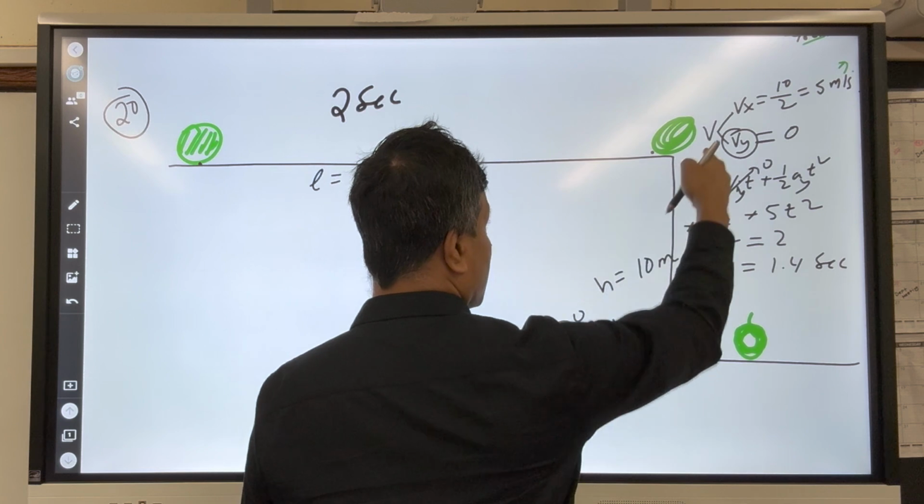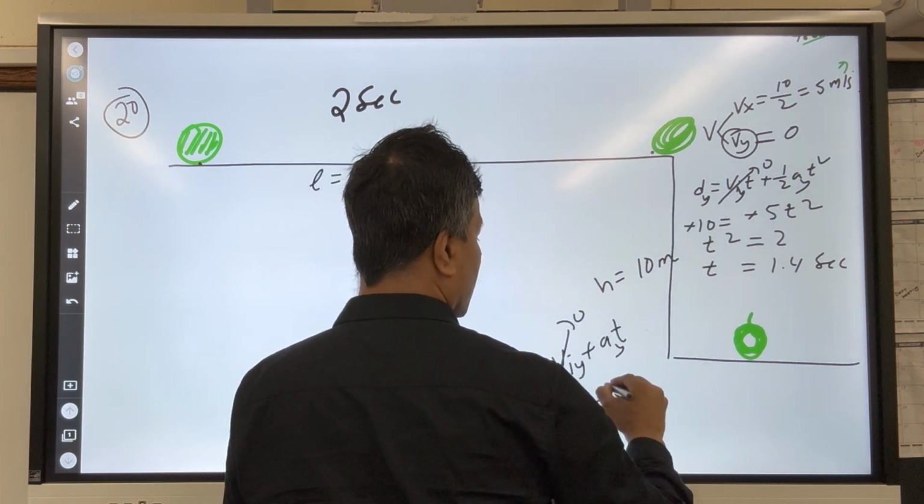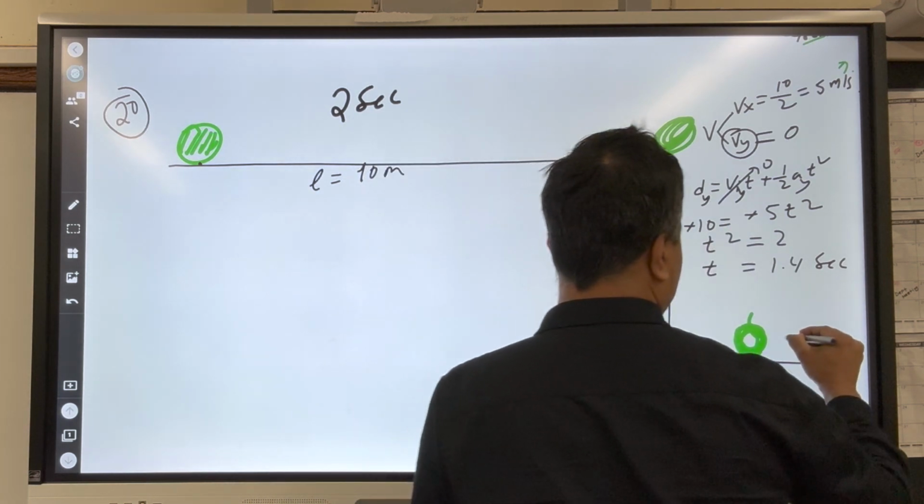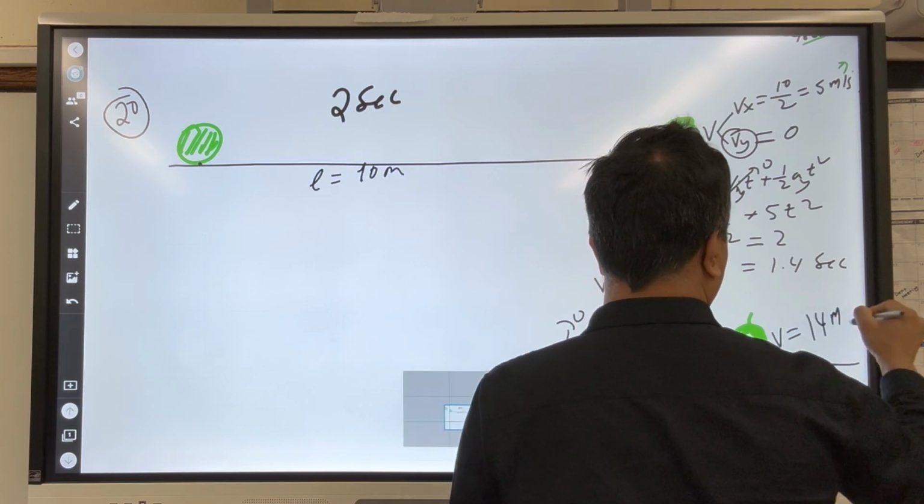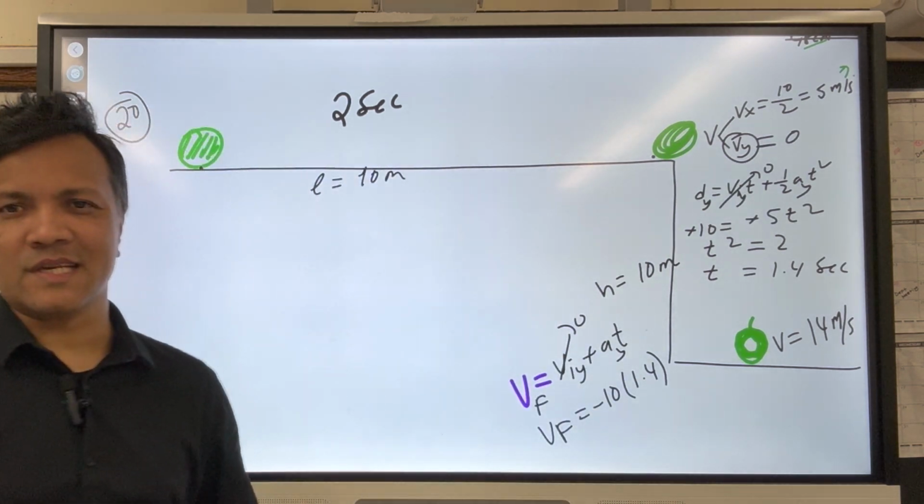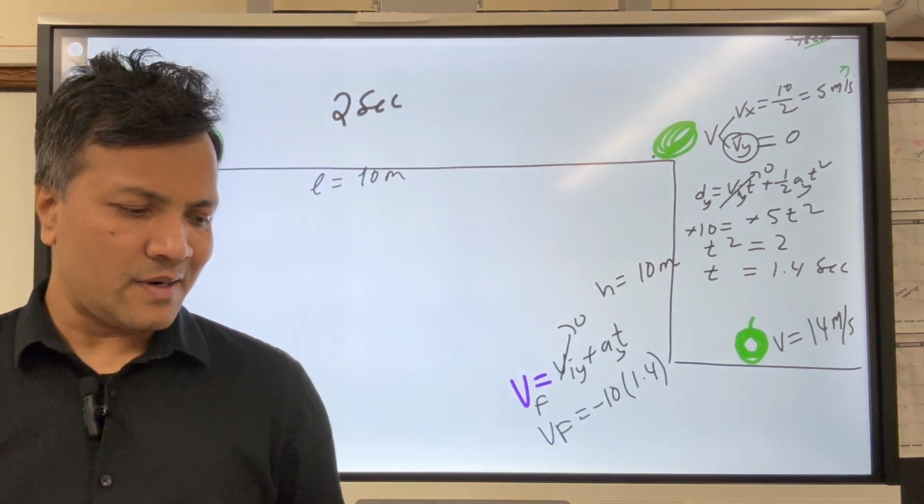So the velocity over here is Vf equal to Vi plus at, of course, in the y direction. So Vi is 0, we said that. So Vf is a_y, negative 10, times 1.4. So the velocity right here before it hits the ground is 14 meters per second. I don't give you close to 14, I give you 20. 20 is the closest. So that's the answer.